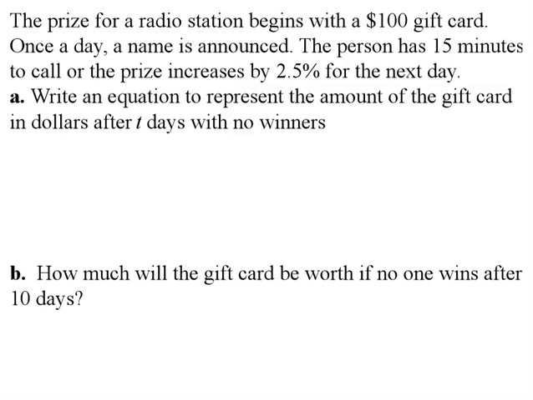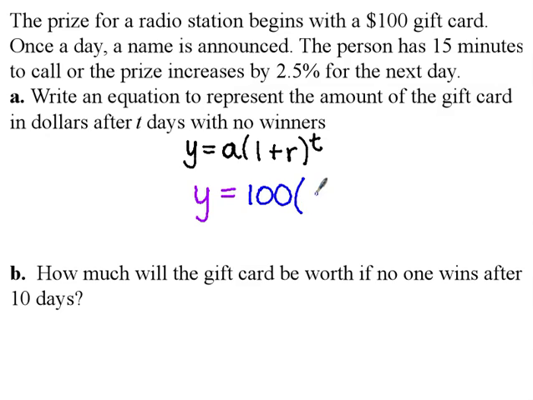So let's go back to our main page. Our main page, Y equals A times 1 plus R to the T power. Y is the final amount of the gift card. We don't know what it is, so we're going to leave that as Y. What is my initial or starting amount? $100. Very good. Now I've got my parentheses. 1 plus, what is my rate as a decimal? 0.025. And time, you don't know. So this is actually our formula.